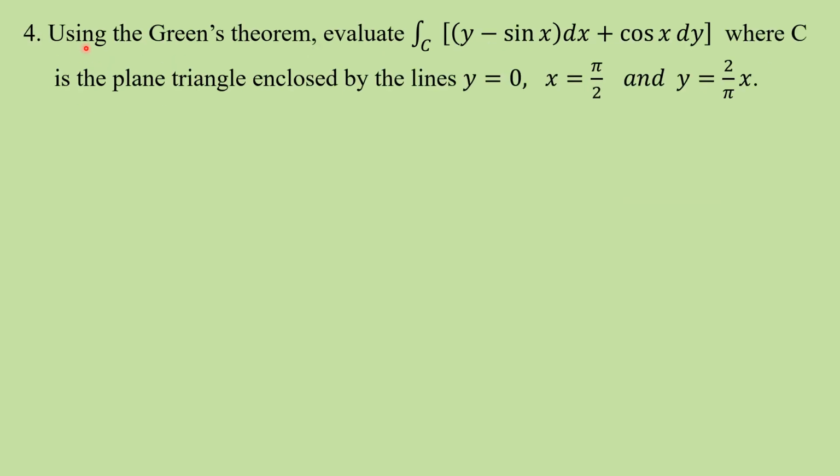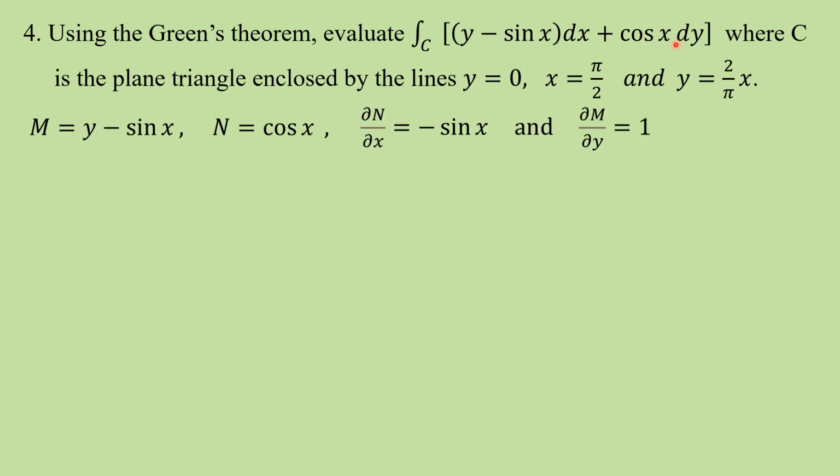Question number 4. Using Green's theorem, evaluate the integral of y minus sin x dx plus cos x dy, where C is the plane triangle enclosed by the lines y equal to 0, x equal to pi by 2, and y equal to 2 by pi x. Once again, by applying Green's theorem, I can evaluate. So identify m and n. So m is y minus sin x, n is cos x.